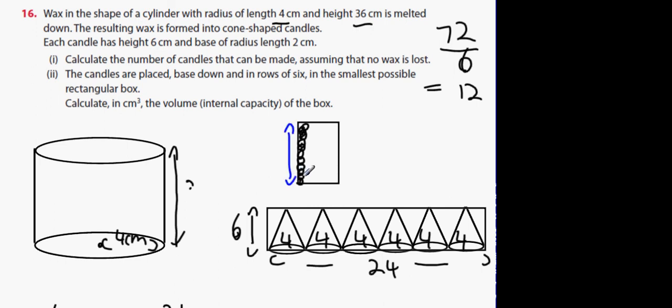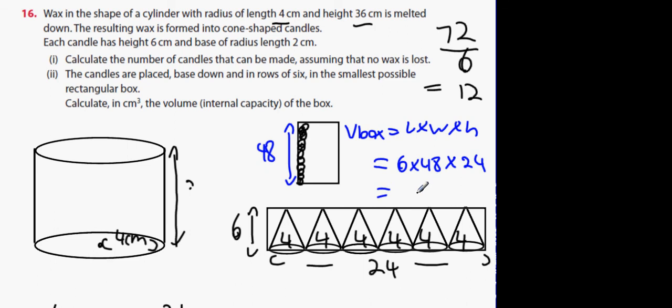How long would it be? What's the width of each candle, or what's the full length of each candle? We have it here. 4, isn't it? How many 4s? 12 4s, right? And what's 12 4s? 48. Therefore, the volume of the box is length by width by height, which is going to be 6 by 48 by 24. And what do we get? 6,912. 6,912 centimeters cubed. Okay.